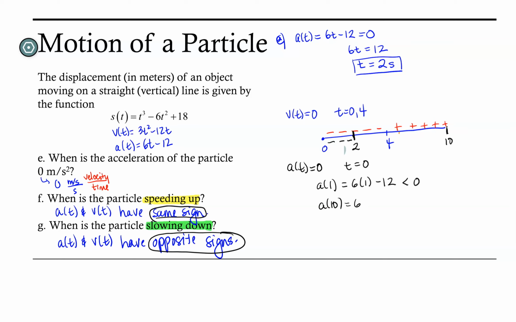Acceleration at 10 is 6 times 10 minus 12, and this is 60 minus 12, which is clearly positive. So we see that acceleration is going to be positive for values of t greater than 2. So now we look at how these signs for the acceleration and velocity align in terms of their sign.